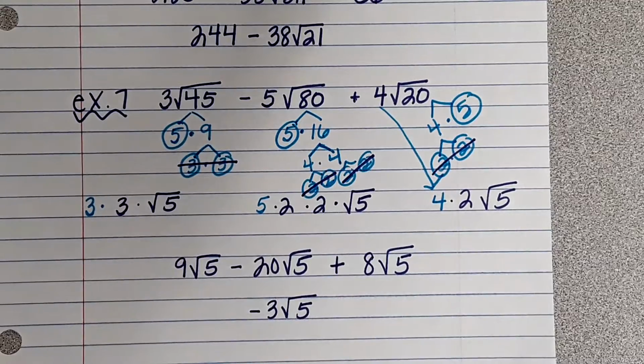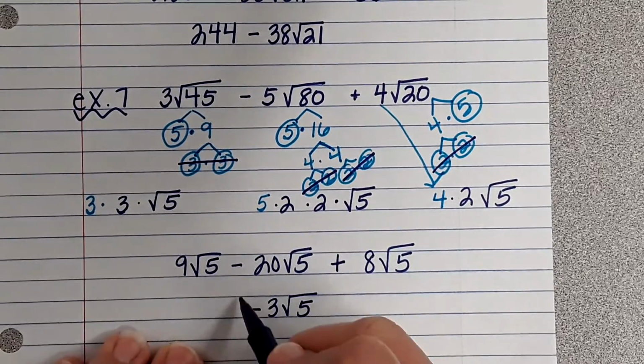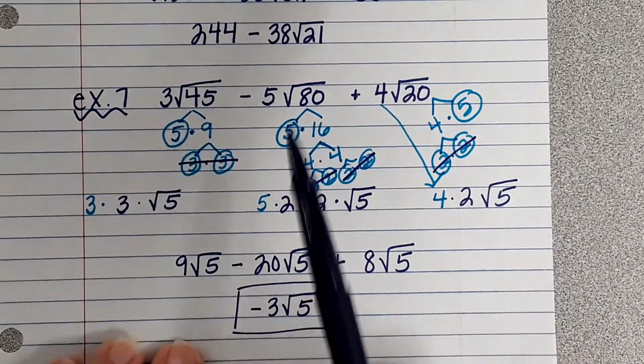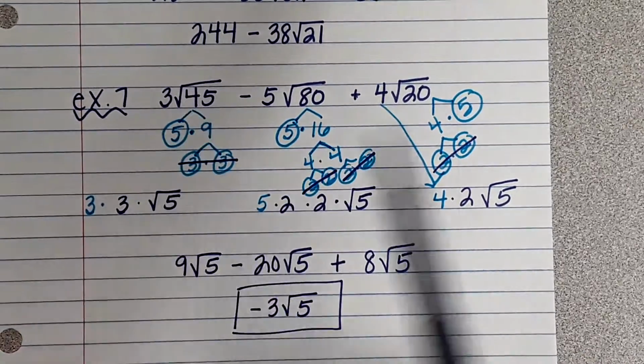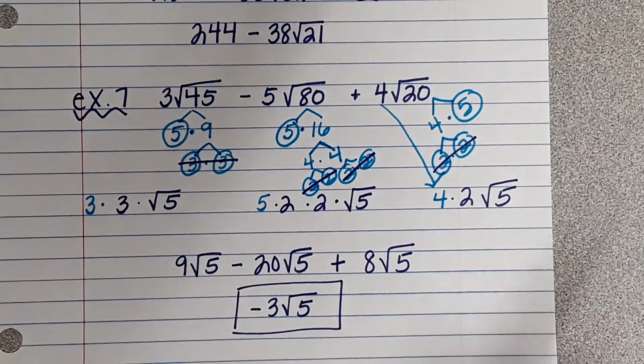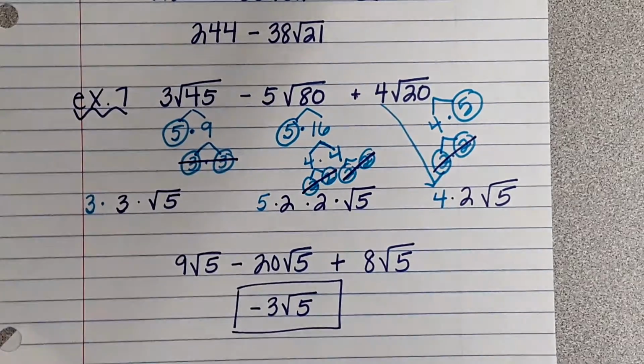Are there any questions over example 7? Anything that you're not sure of or how I did it? Are we good before I take this off? So this is your final answer. So remember, adding or subtracting, the first thing that you need to do is simplify each radical. Okay, let's go to example 8.